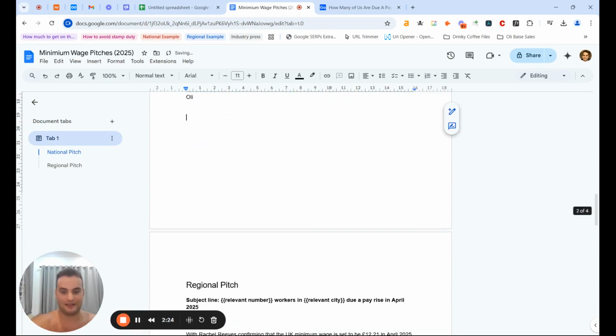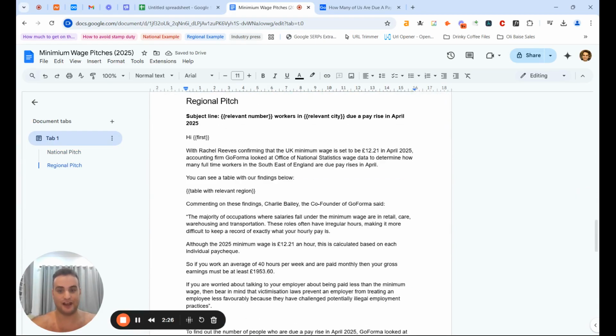And then the regional pitch is, subject line: relevant number of workers in relevant city due a pay rise in April 2025. Hi first name, with Rachel Reeves confirming that the UK minimum wage is set to be £12.21 in 2025, accounting firm GoFormer looked to Office of National Statistics wage data to determine how many full-time workers in the southeast of England, so this would change by region, are due a pay rise in April. You can see our findings below.